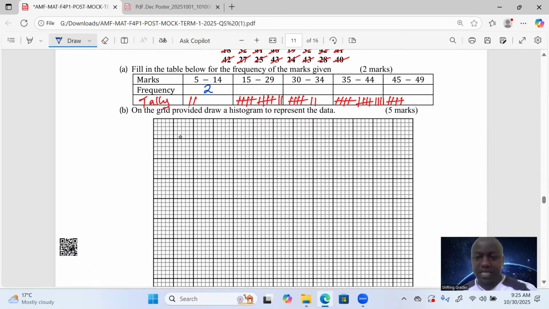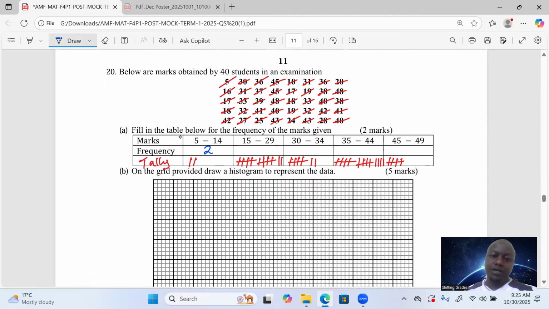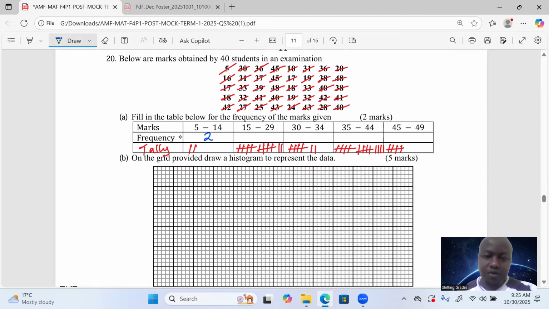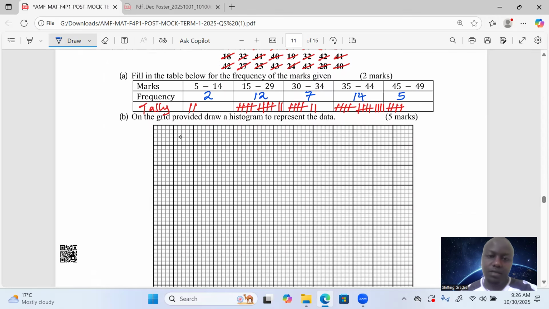To first place every value in each class, then now you compile the tallying. This is 5, 5, and 2, making up 12. This is 5 and 2, making it 7. This is 5, 5, and 4, making it 14. Then we have exactly 5. Yeah, exactly 5. Like that.